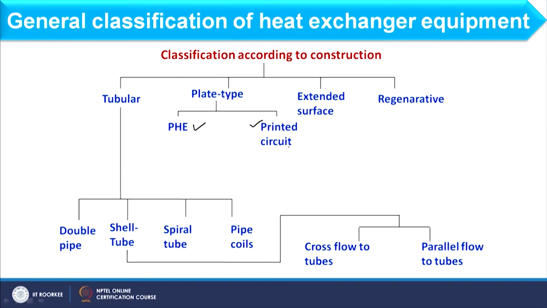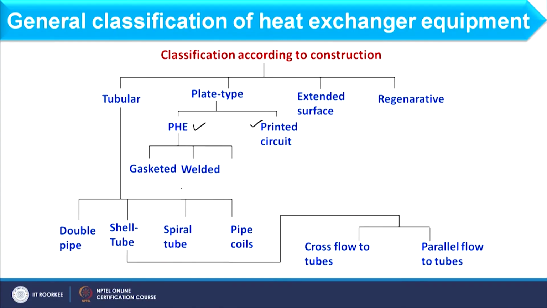And then we have the printed circuit. Printed circuit means you must have seen the motherboards of computers. There we have the copper wiring. That copper wiring is basically used in very small heat exchangers, like a printed circuit or chip. Over that we have copper coiling, and inside this coiling we have a different fluid which is moving for heat transfer. So that is like the motherboard structure.